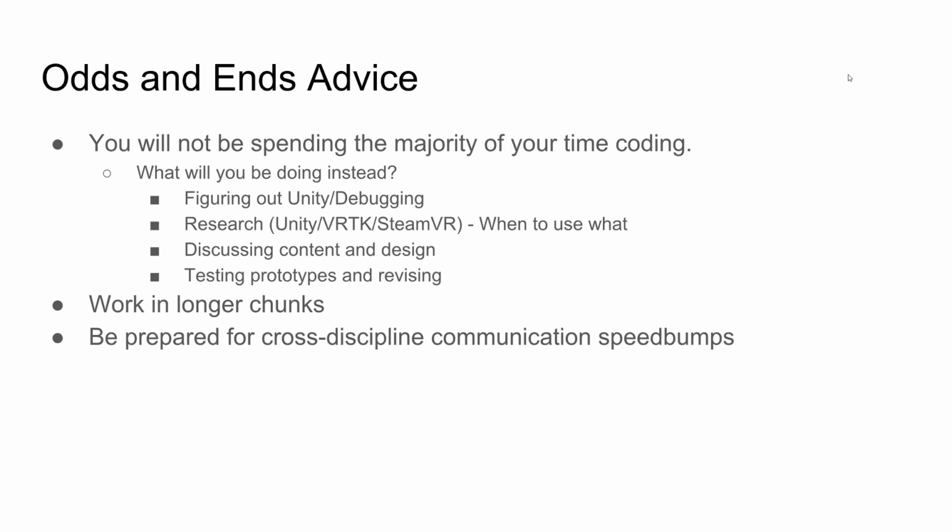Next, be prepared for cross-discipline communication speed bumps, especially if you're working with fields who don't have much experience with computer science or coding. You will have very different ways of approaching problems, and you need to be ready for this and prepared to understand a different way of approaching problems, and be prepared to explain how you approach problems and all the assumptions and things you take for granted.